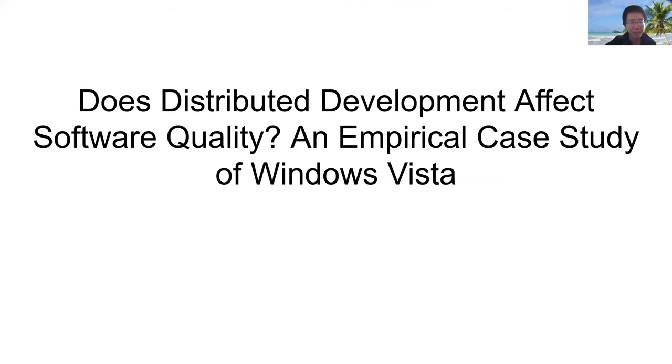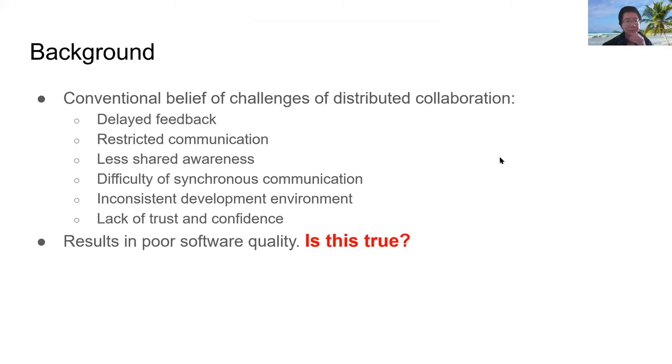I'm responsible for this paper, "Does distributed development affect software quality? An empirical study on Windows Vista." So the background is that distributed collaboration means we develop software in a distributed way, not working in the same building. Conventionally, people believe there are some challenges in distributed collaboration, for example delayed feedback, restricted communication, less shared awareness, or lack of trust or confidence. And people believe that this will finally lead to poor software quality.